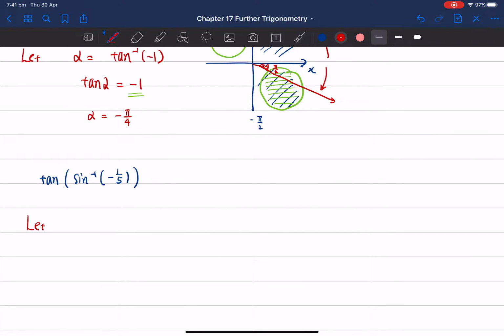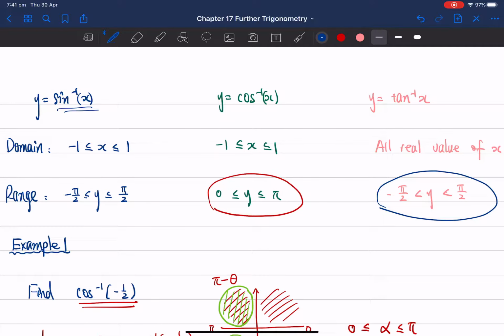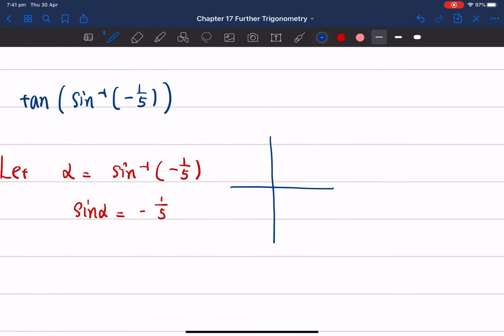First step, let alpha equals to sine inverse negative 1 on 5. Always do that first. Then sine alpha is equal to minus 1 on 5. Then a quadrant diagram. What you need to do is decide the location of angle alpha. Let's go back to sine x. The range is between negative pi on 2 to positive pi on 2, so alpha is between negative pi on 2 and positive pi on 2. So it's the first and the fourth quadrant.